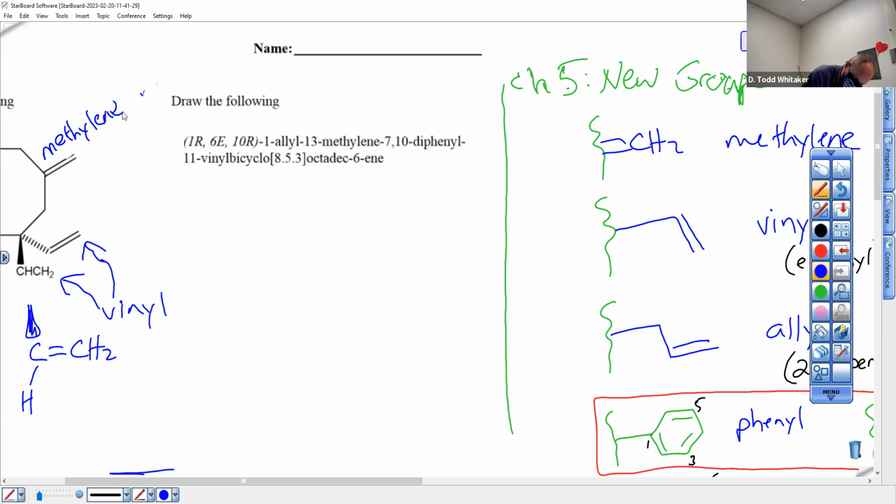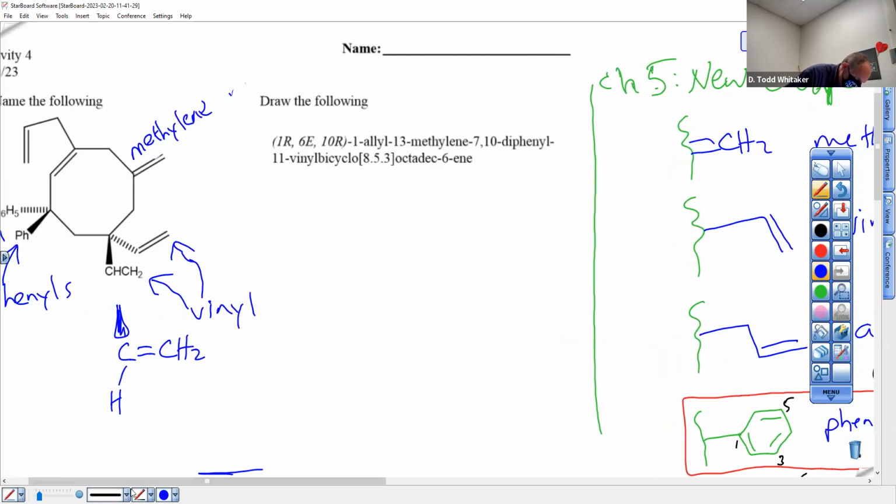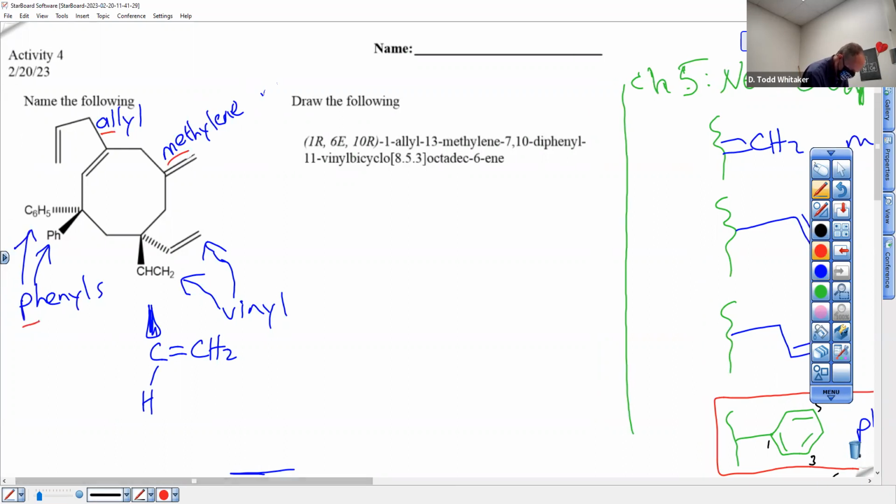Wow. Moving around the screen. And what's that one on the top? CH2, then vinyl. Yes. Allyl. Alphabetically, we're talking A and M and P and V. They have to go in that order.